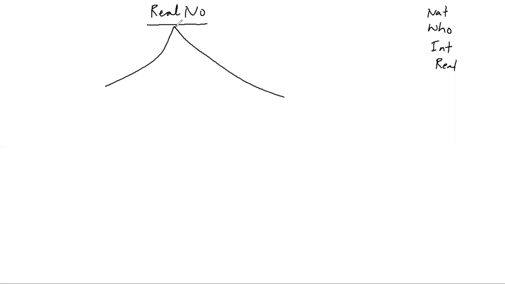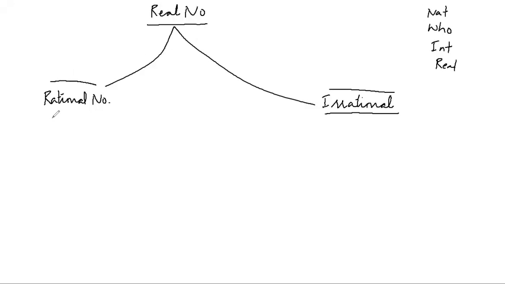Let's understand what are real numbers. Real numbers, students, are of two types. They are rational numbers and irrational numbers. In today's lecture, we are going to discuss both in detail. So first, we will talk about rational numbers.